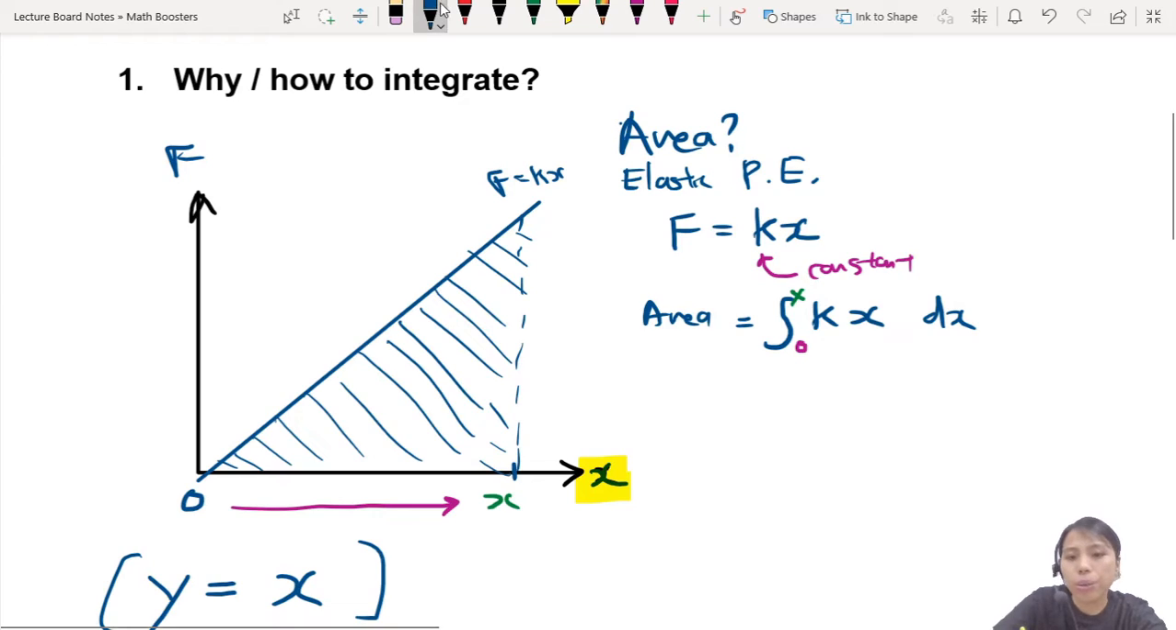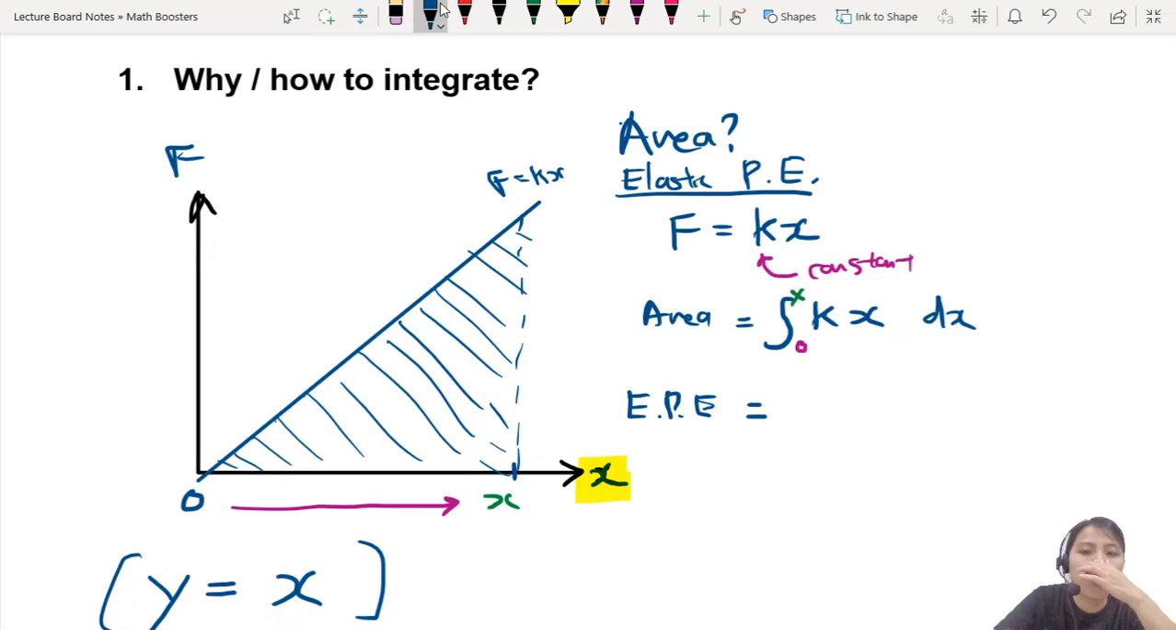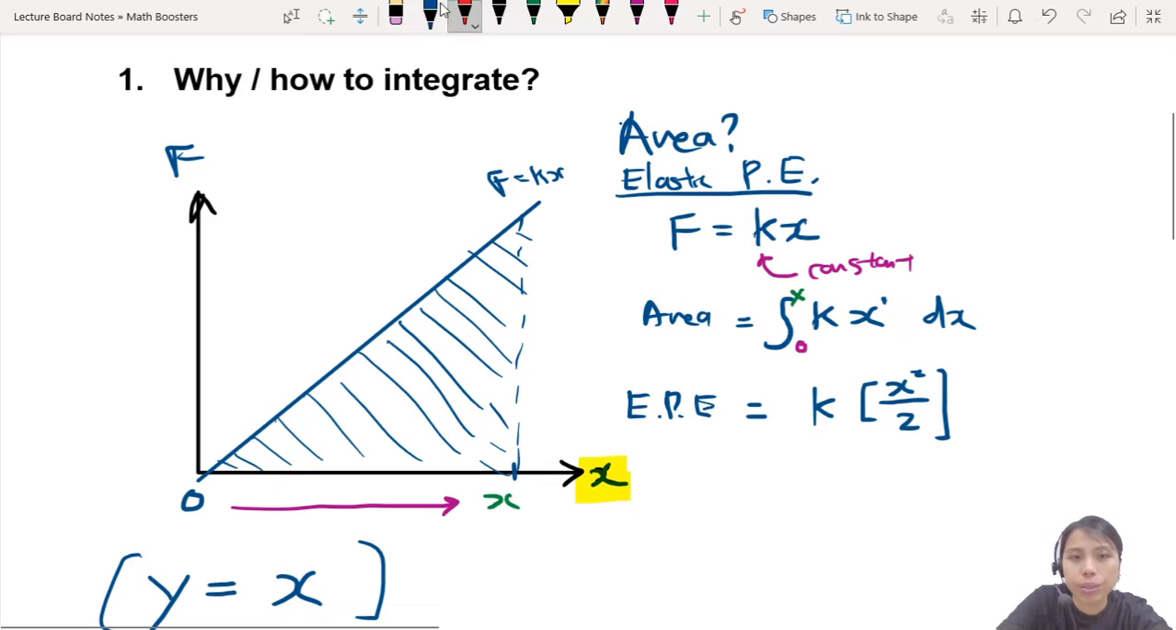Okay, so let's do that. But before we go on, do you know what's the area under the curve? I already said it, elastic potential energy. So we can just say, elastic potential energy equals, what is the answer for this? The constant is not affected. K is not affected, so you can write K first. What is affected though is the X. So how do we do this again? Remember, the power of X originally is 1. So plus 1, it becomes 2, divided by the new power. I need to label this so you can remember. This is the new power, and this is the old power of the unknown plus 1.